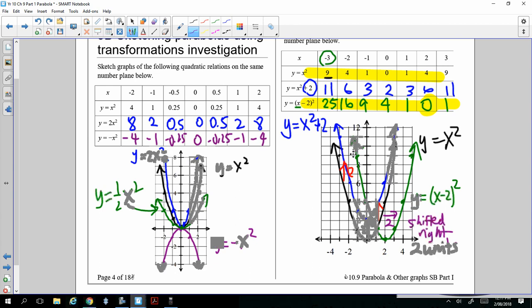Okay, all finished? All done? Thank you. All right, next page.